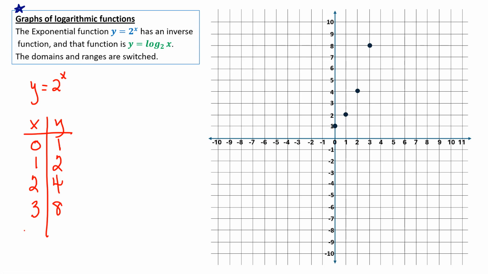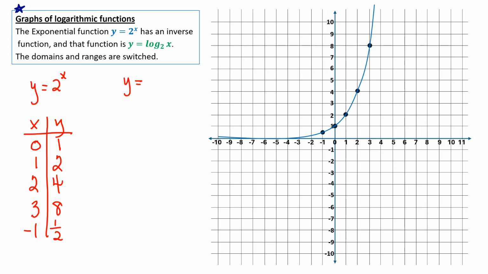If I put in a negative number for x, I'll get 2 to the -1, so that'll be 1/2. So the point (-1, 1/2). So that's the exponential function. We've already graphed that before. That's what it looks like. Now, let's look at what the logarithmic function looks like.